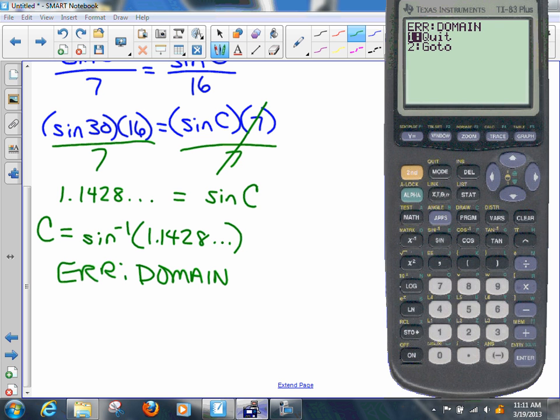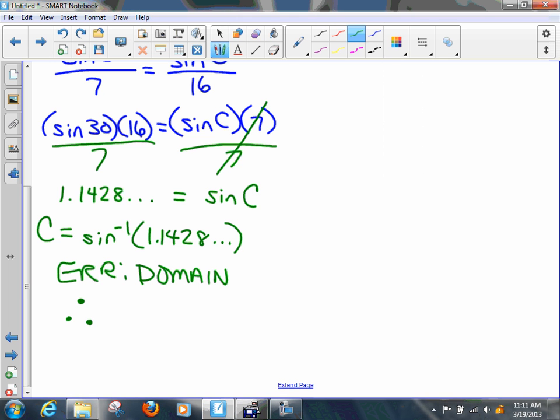Say what? All right, hold that thought. This triangle dot thing means therefore no triangle exists.